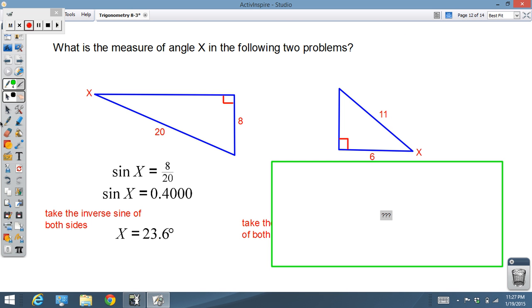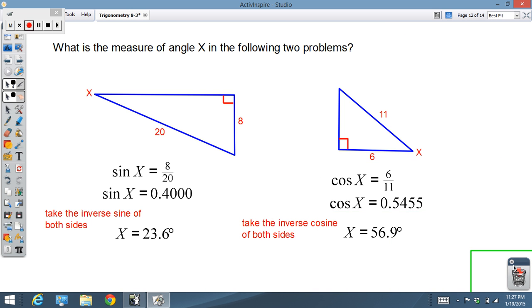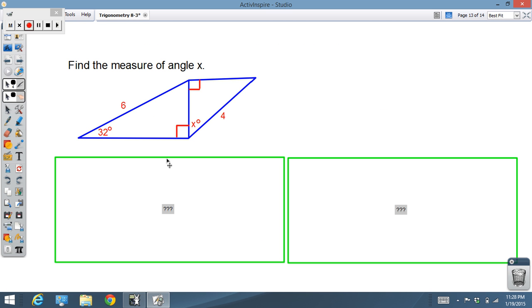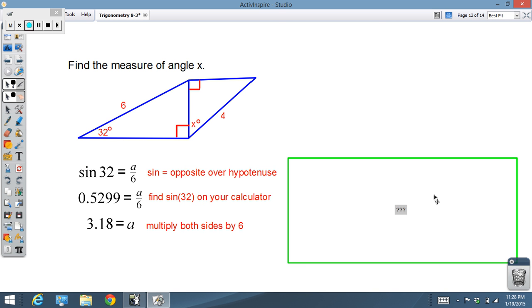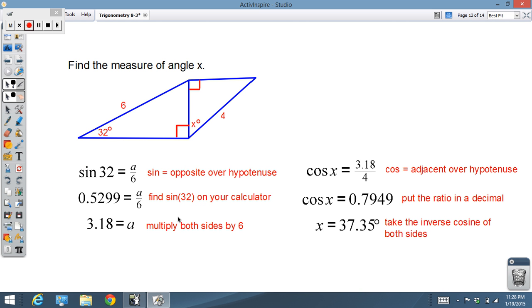We can try it again over on this problem here. Only this time, here's our angle x. We're looking for the adjacent, and the hypotenuse is the ratio that we know. So we know 6 over 11 equals the cosine of x. Divide that out. Take the inverse cosine of both sides in order to find the angle. Okay? One last problem for you to try. It's a little more complicated one. Pause, give it a thought, follow through. Here we go. Answers coming with a little explanation.